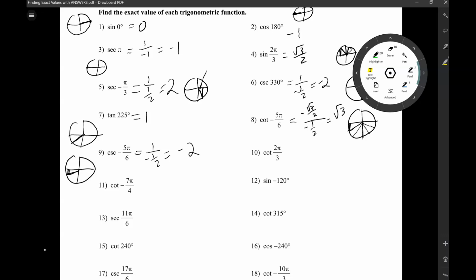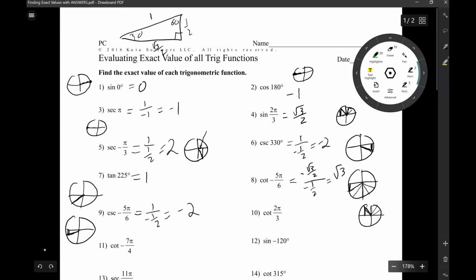Right? Cotangent of 2 pi over 3. Well, 2 pi over 3, we found that one earlier before. That's like 4 pi over 6, so that's 1, 2, 3, 4 pi over 6. It has a reference angle of 60 degrees. So it's that same triangle, but now 60 degrees is sitting right here.